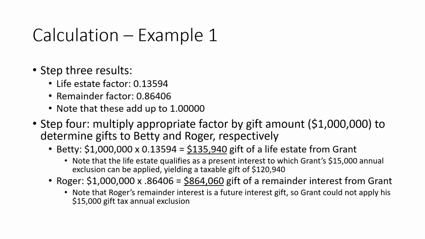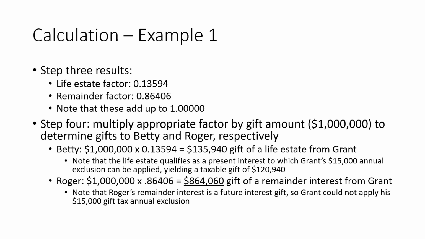Now, with Betty's gift, first we multiply the $1 million in trust times the life estate factor to come up with a gift of $135,940 from Grant to Betty. Now, since this is a life estate, it would qualify as a present interest, so Grant could also apply his gift tax annual exclusion to that, so his taxable gift to Betty would actually just be $120,940 after you subtract that $15,000.